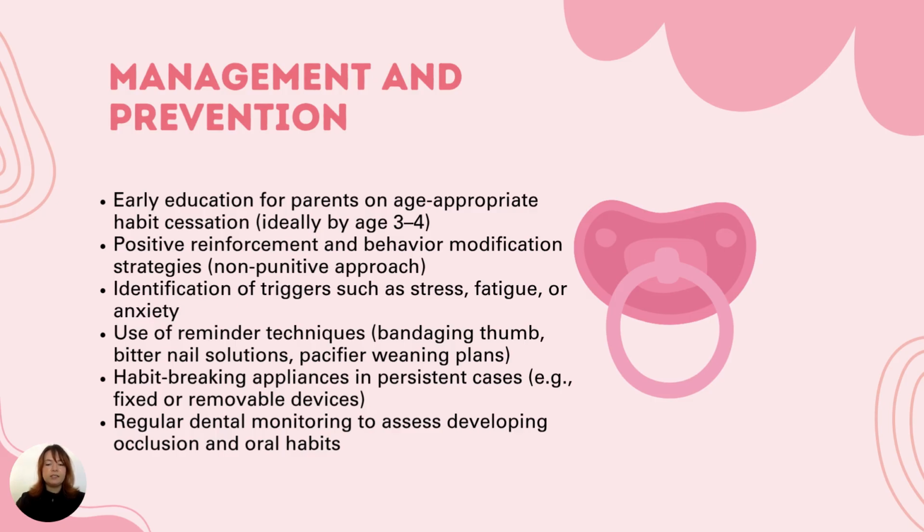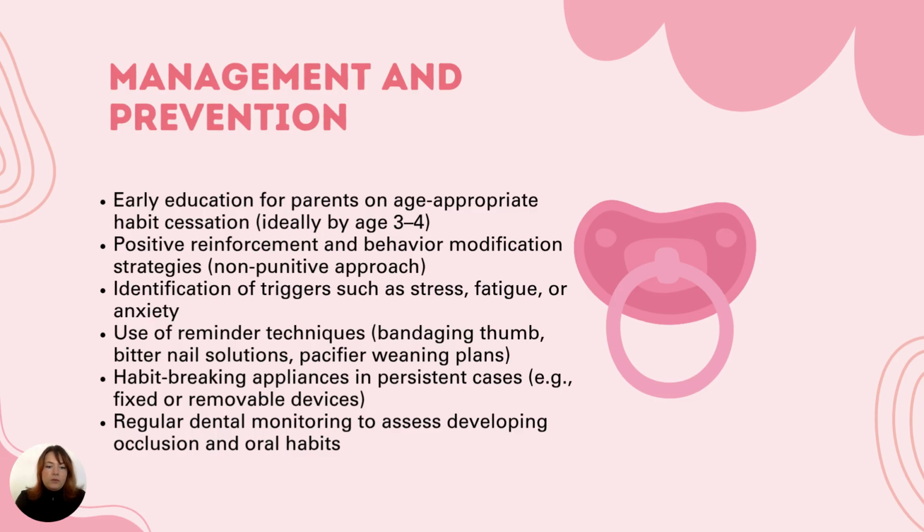once the patient has fallen asleep, if the parent will just remove the passy from their mouth or take the thumb out of their mouth. Now, I know they need to sleep, the parent needs to sleep, so it can be hard if that habit persists past the age of 3. Use of reminder techniques such as banding the thumb, bitter nail solutions, or pacifier weaning plans. Sometimes we can put acetone on the thumb to try to discourage the patient from sucking their thumb.